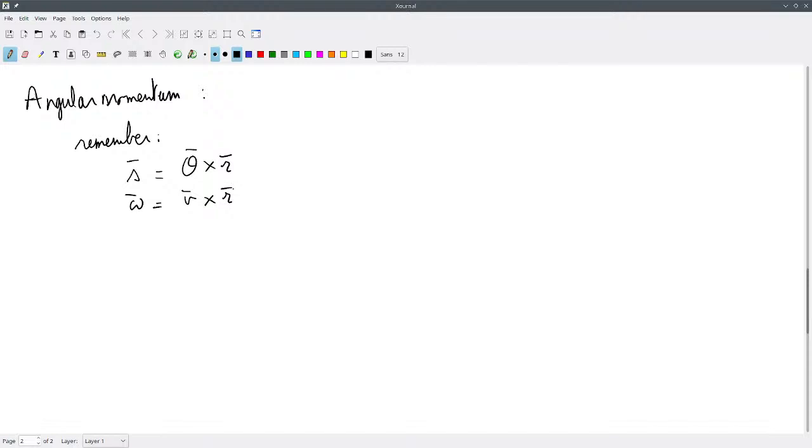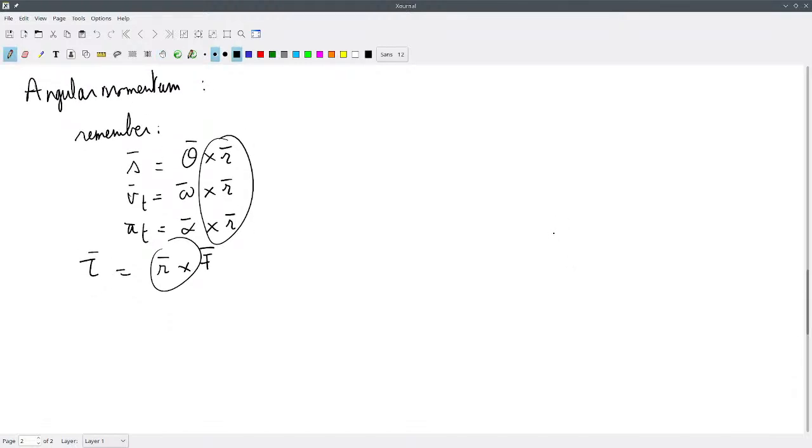Sorry, I'm writing this the wrong way around here. It's v that's omega cross r. And the tangential acceleration was the angular acceleration cross r. We've introduced the torque, which was r cross F. So you can see that all of these things where we take a cross product with r are a hallmark sign of moving from linear to angular motion. And so we're going to use that now to define the angular momentum of a single particle.